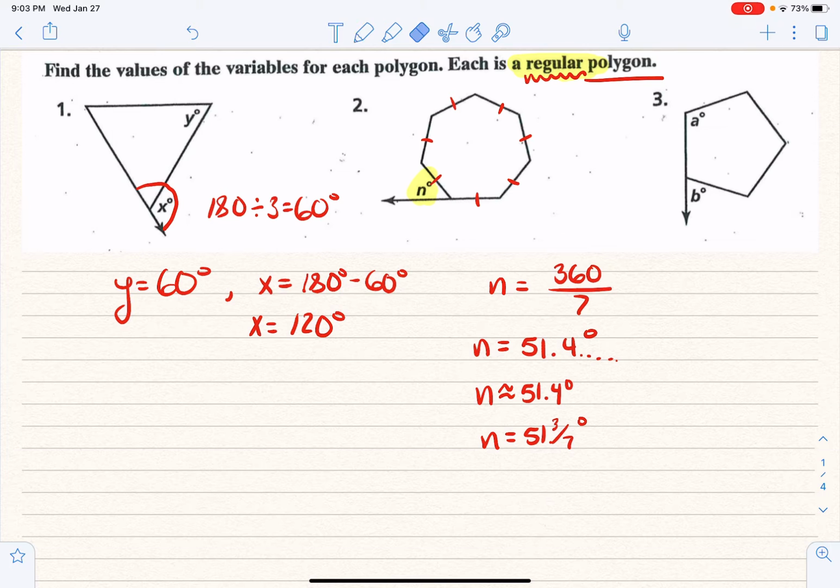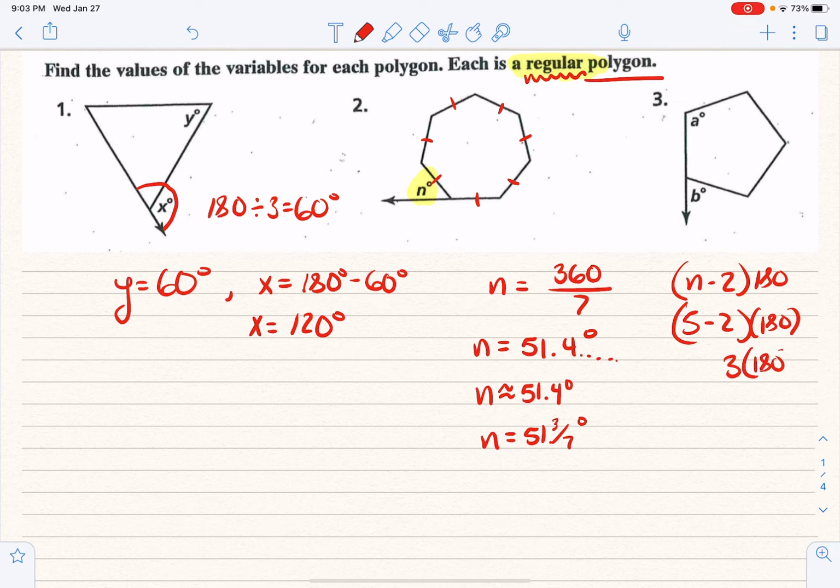Okay, and lastly, for number 3, that is a pentagon. It has 5 sides. We know that all the interior angles, we're going to follow that formula, n minus 2 times 180, where n is the number of sides. So it would be 5 minus 2 times 180, which would be 3 times 180, which is 540. I've got 5 angles to divide that among, and so 540 divided by 5 ends up being 108.